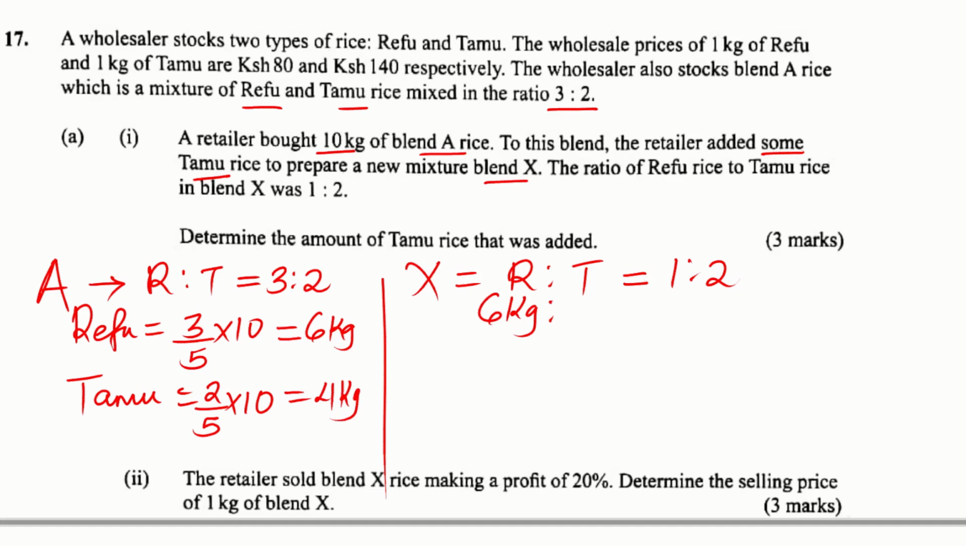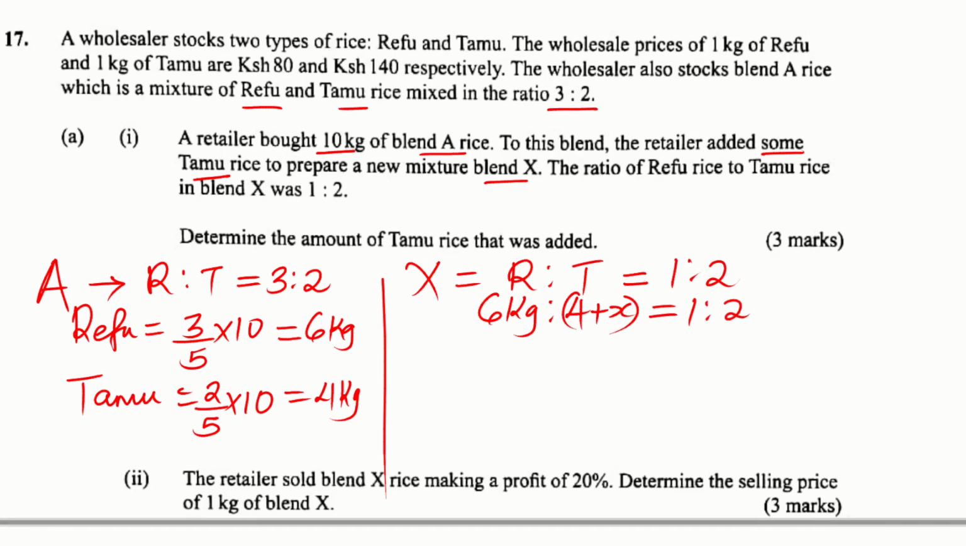But for tamu rice, we have an additional. The retailer added some tamu rice. So I repeat, refu rice was not affected, it remains constant, that is 6 kg. Since whatever was added was tamu rice, we let that addition be X. So for this 4 kg, we're going to add some that we don't know, that is X. And this will give the new ratio to be 1:2 after that addition.